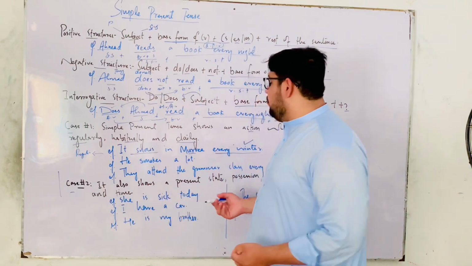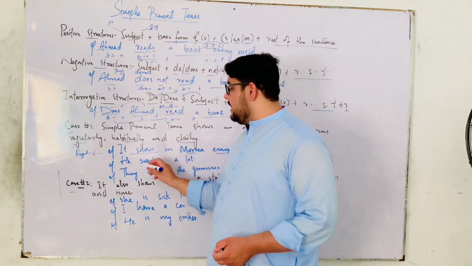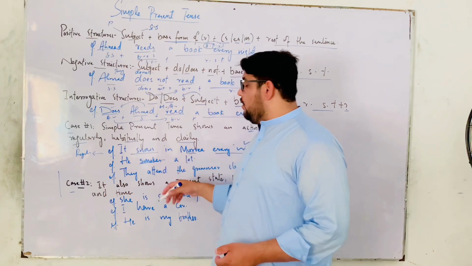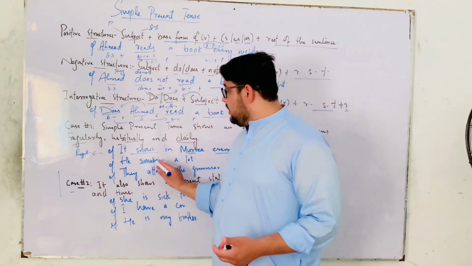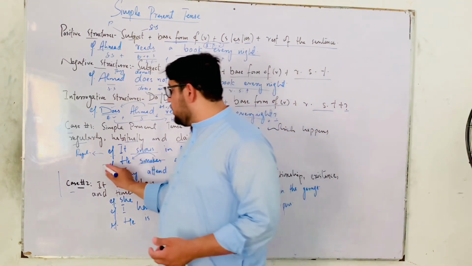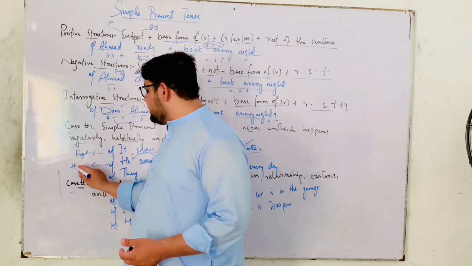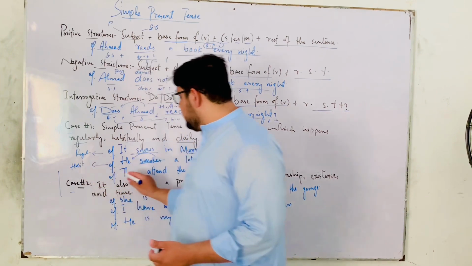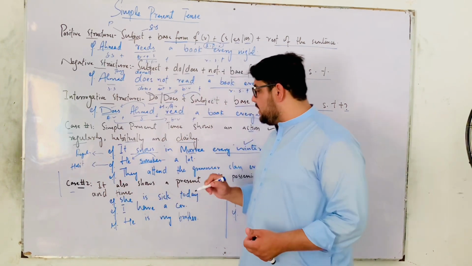Next, he smokes a lot. So smoking is someone's habitual action. So it talks about someone's habit. So simple present tense also talks about someone's habit.